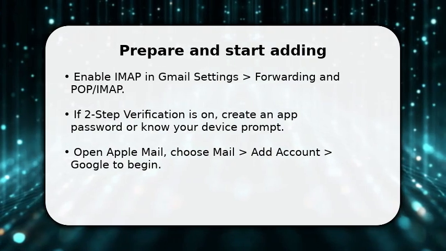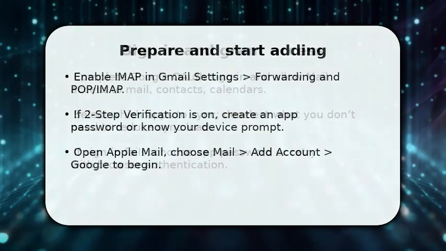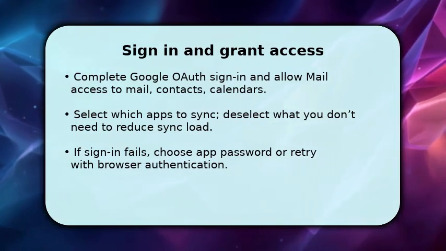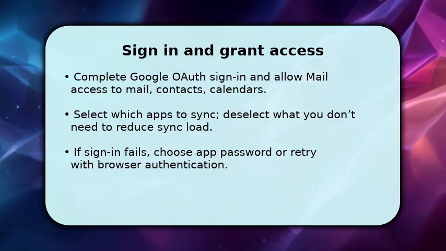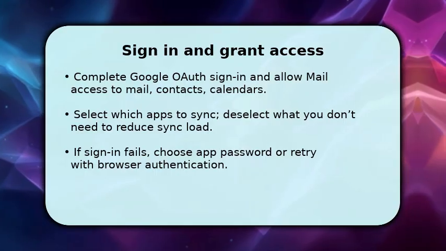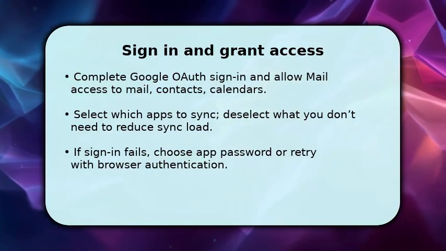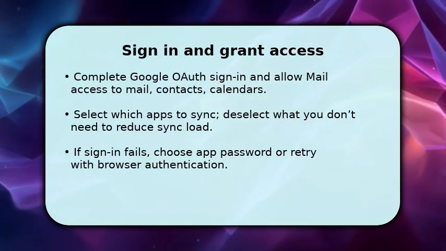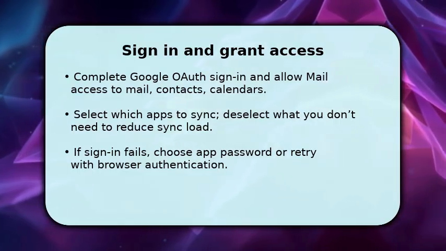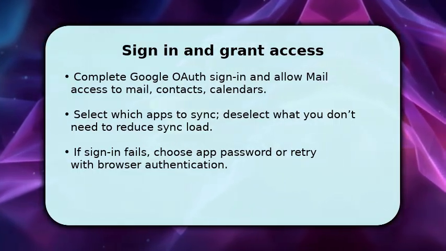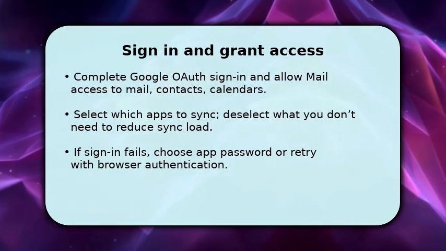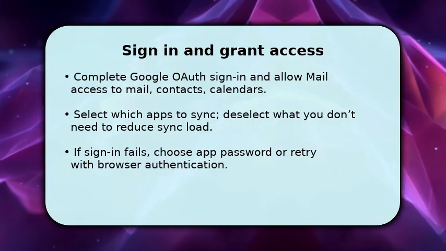Enter credentials, approve the requested permissions, and pick which Google services to sync. Make sure Mail is checked. Also choose Contacts and Calendars only if you want them in Apple apps. If you have two-step verification and OAuth is blocked, use the app password you created earlier or switch to browser authentication when prompted. Once you finish, Mail will register the account and begin the initial mailbox download. This may take a few minutes depending on mailbox size.